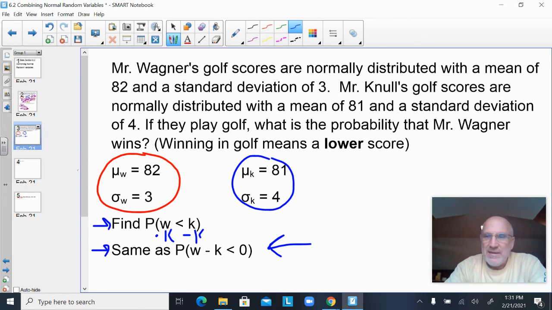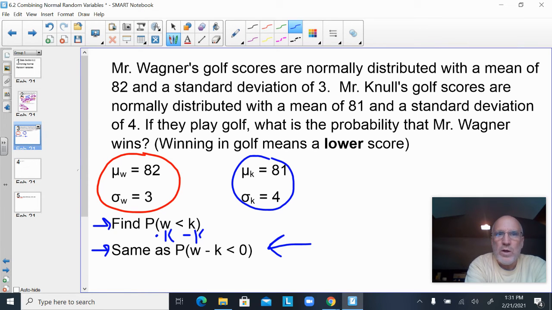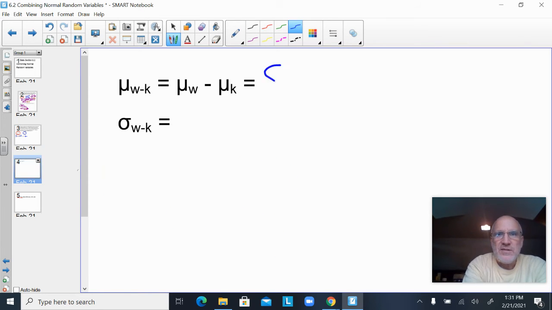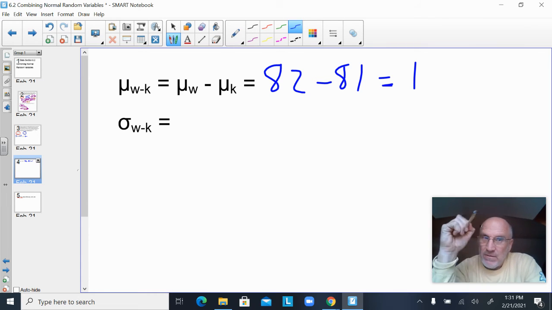So the mean is just like you'd expect. The mean of W minus K is, in fact, the mean of W minus the mean of K. Wagner was 82 and Knoll was 81. So this is 82 minus 81, which is 1. So the expected difference, Wagner's score minus my score, is 1. That's the mean. And then again, now I need the standard deviation of W minus K.